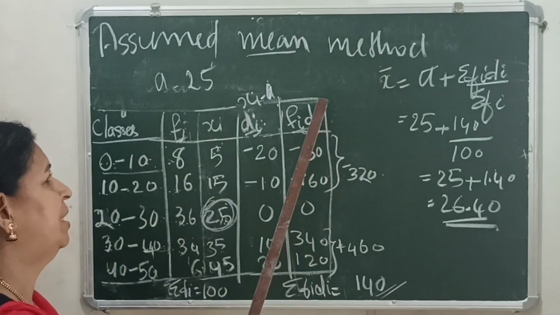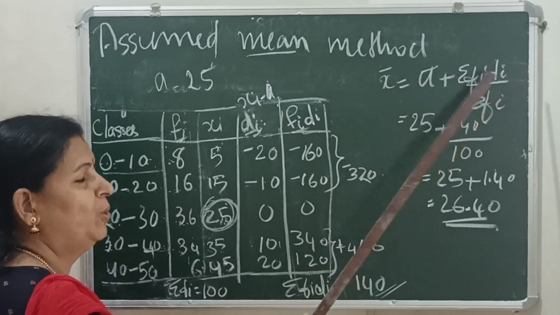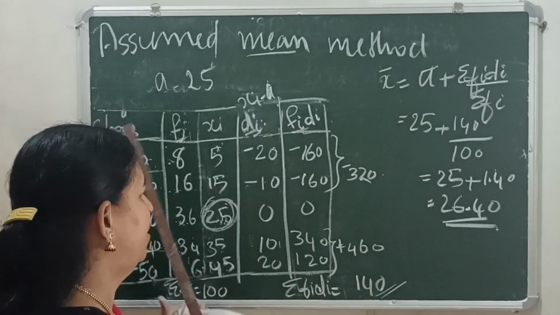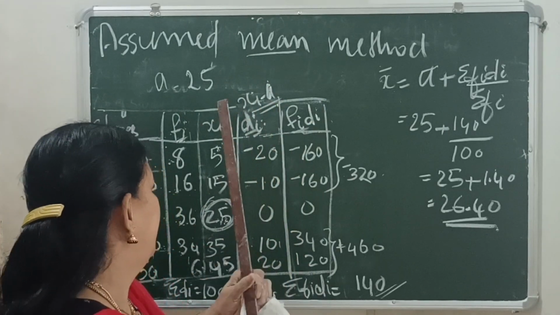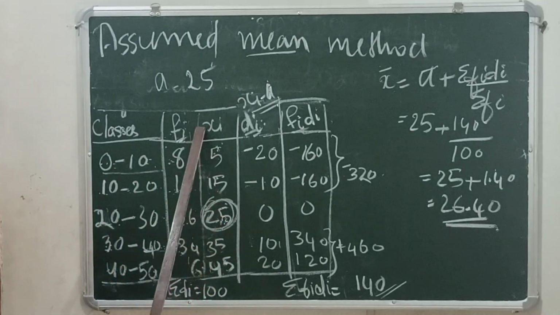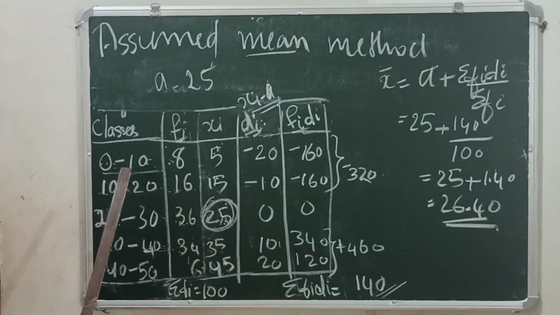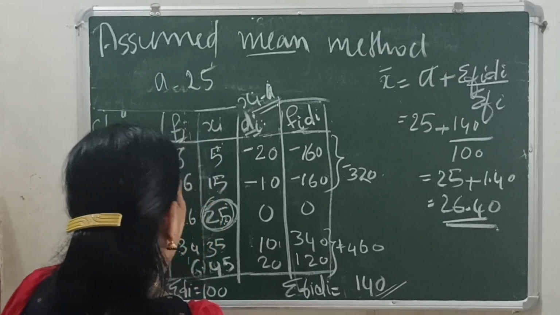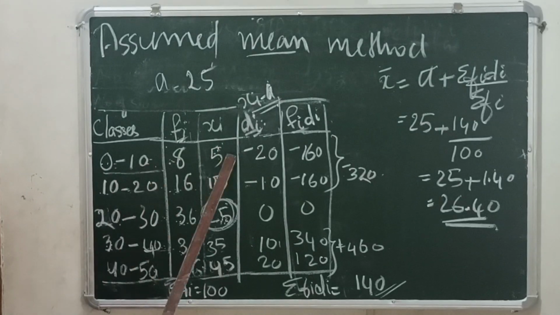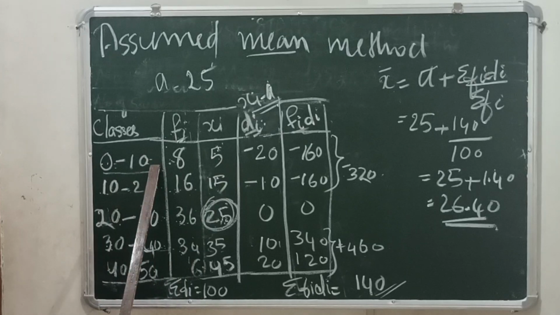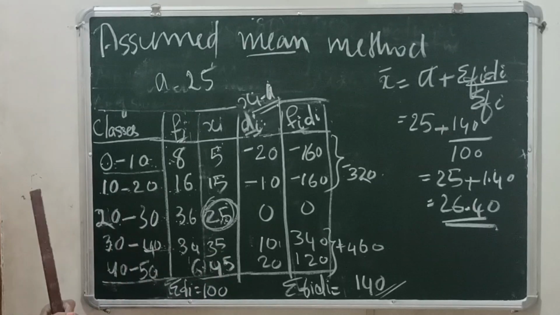By the assumed mean method, arithmetic mean x bar equals a plus sigma fi di by sigma fi, where di equals xi minus a, the assumed mean. We can take any x value as the assumed mean. I have taken the assumed mean a as 25. Then for finding the xi value, we add the two limits and divide by 2: 0 plus 10 by 2 is 5, 10 plus 20 by 2 is 15, 20 plus 30 by 2 is 25, 30 plus 40 by 2 is 35, 40 plus 50 by 2 is 45.